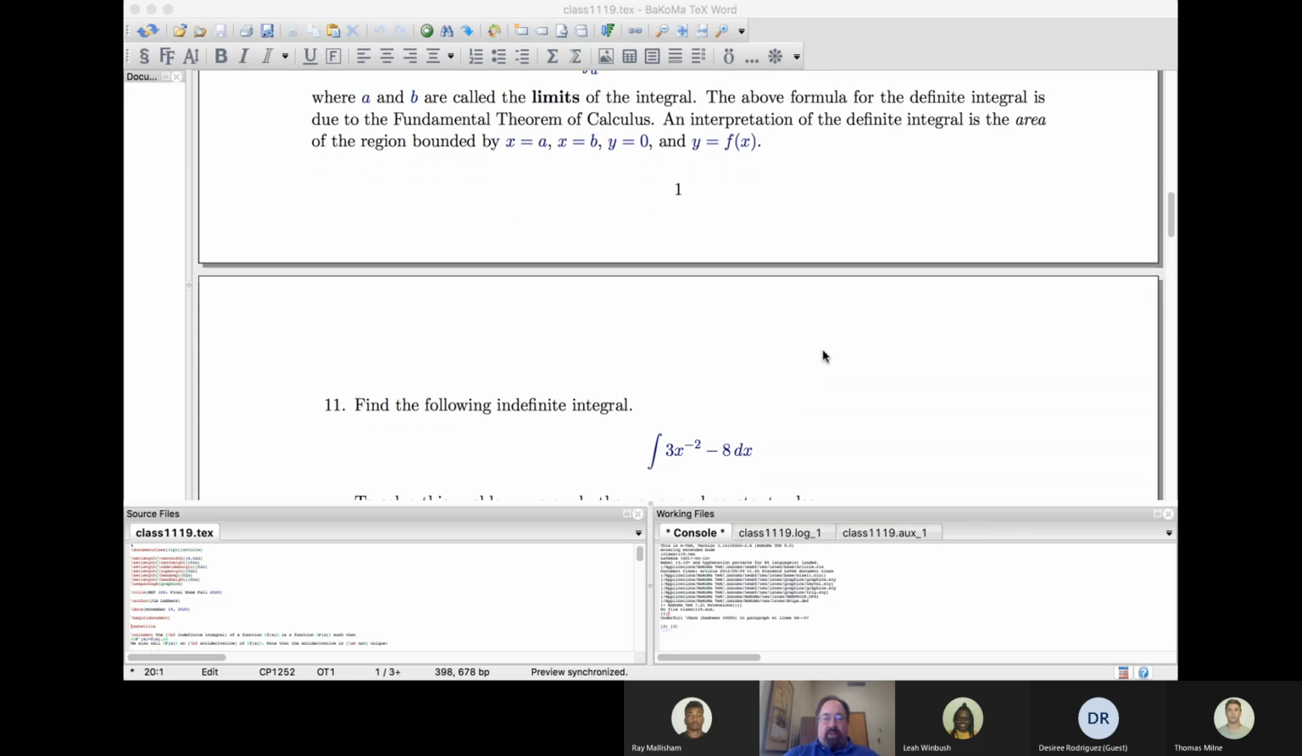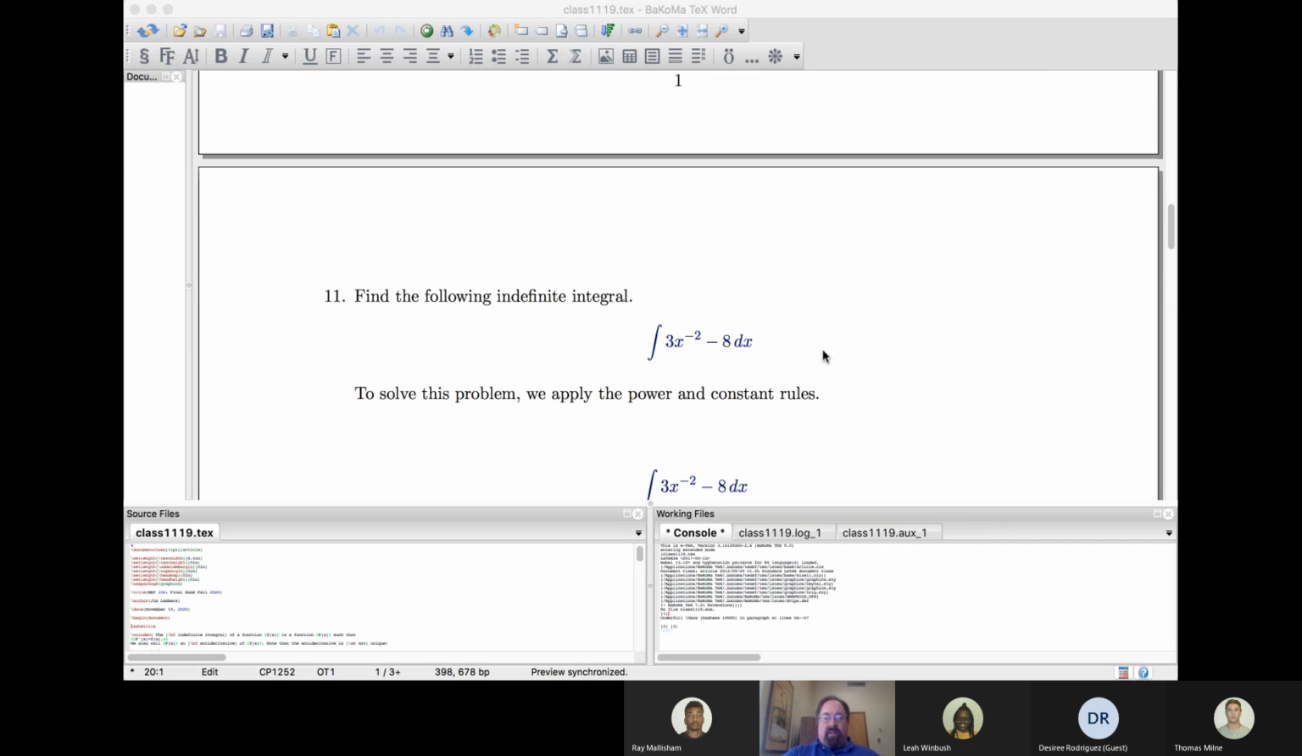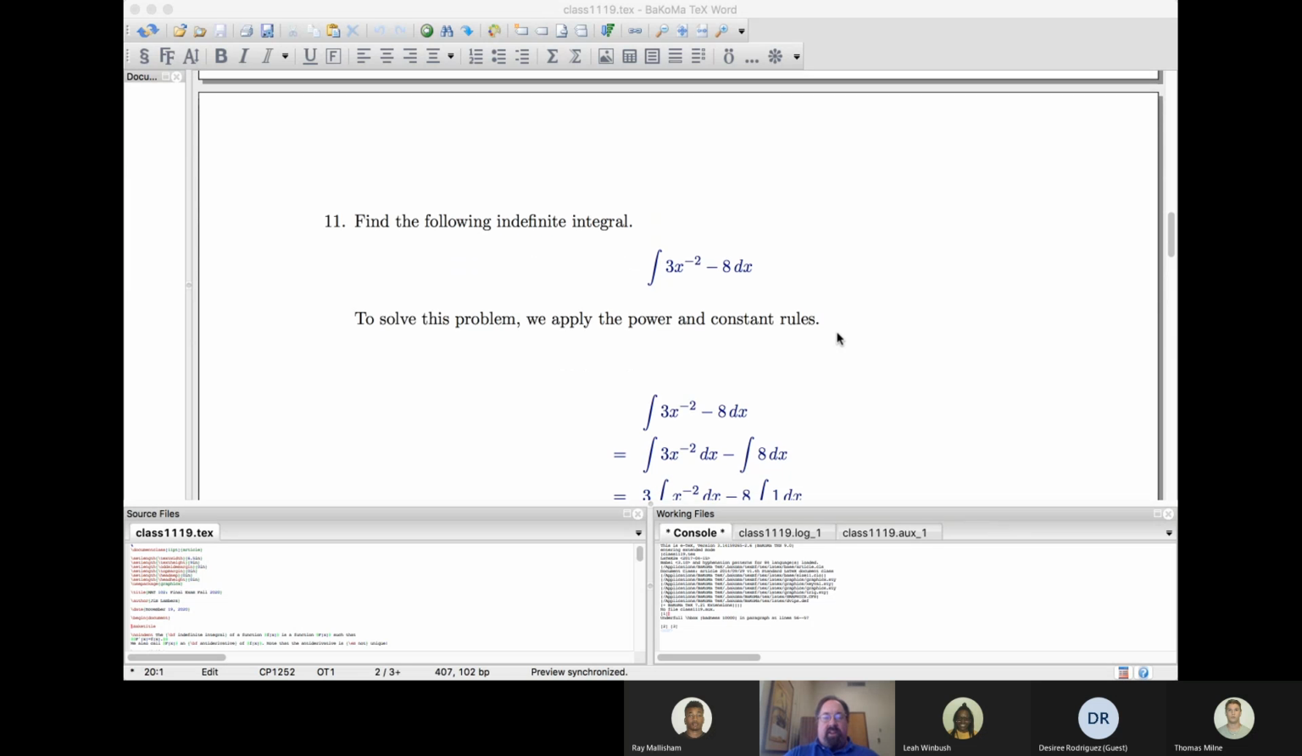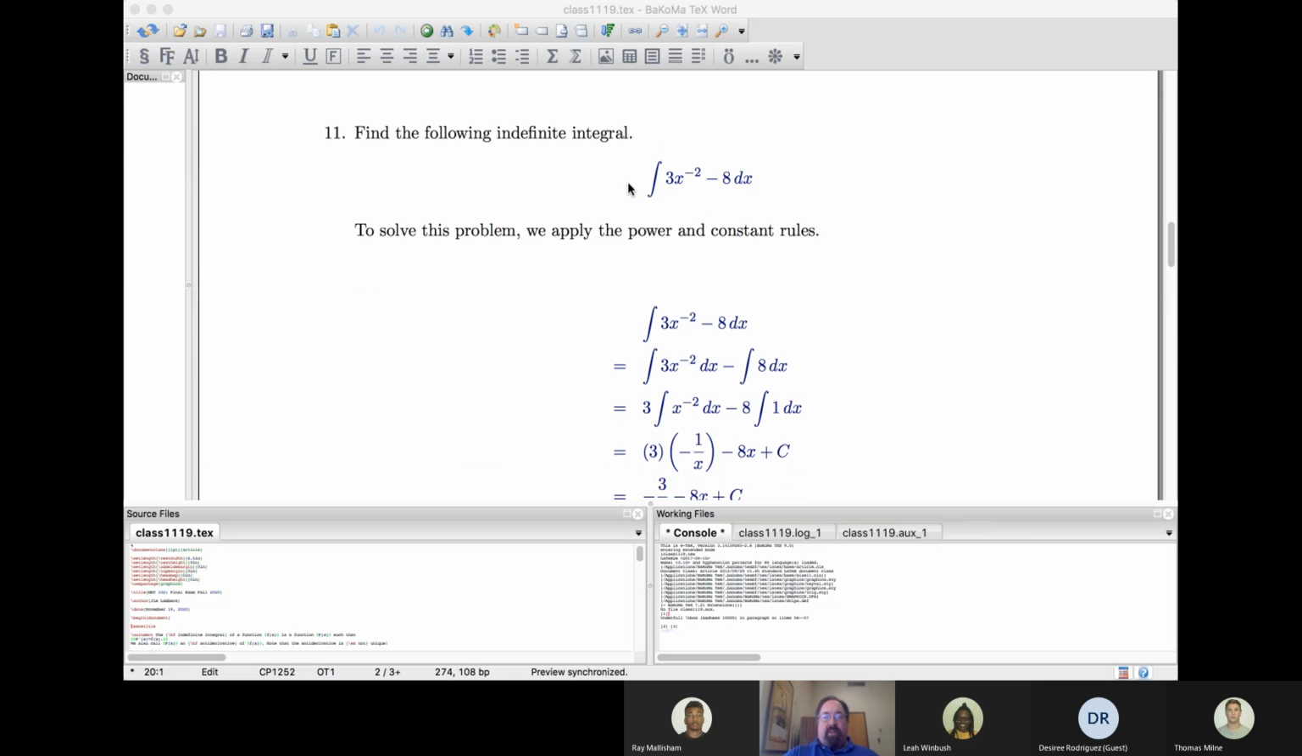Okay, so getting to the problems. The final includes a selection of problems that you saw in the homework from these lessons in chapter 5 and chapter 6. So it's these problems that I'll be reviewing now. So here we have an indefinite integral to evaluate: 3x to the minus 2 minus 8.